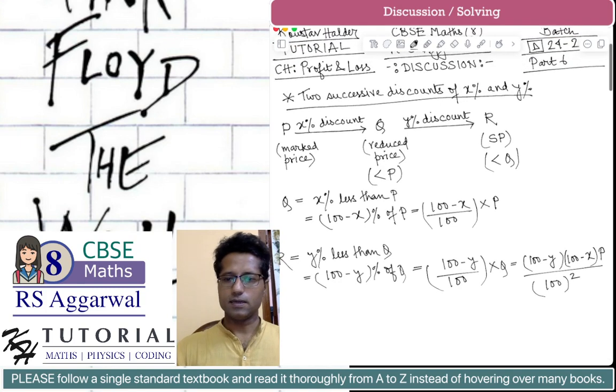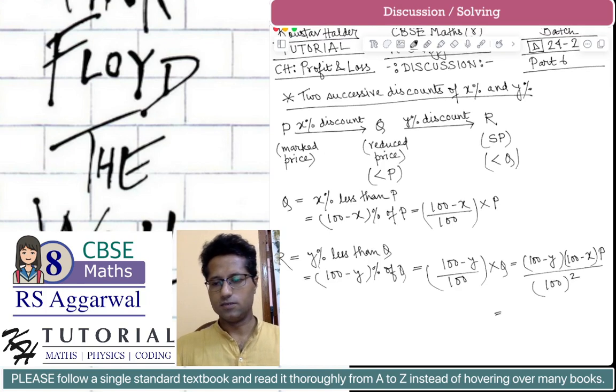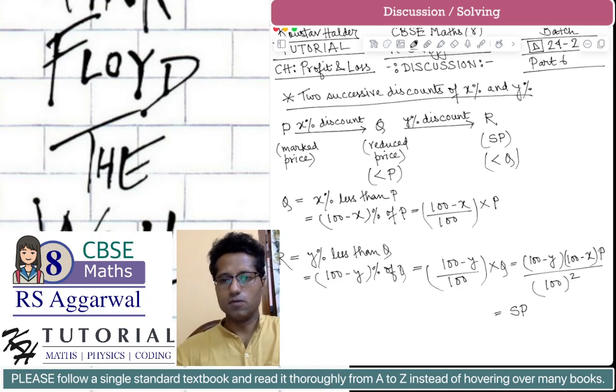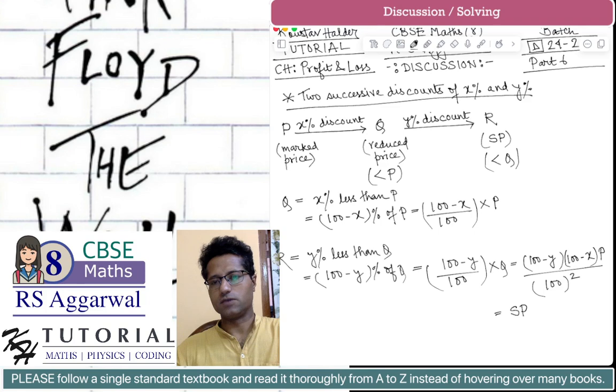So we can say that this R is equal to SP. The final reduced price is the selling price of the article. I hope it is clear how two successive discounts work on a mark price. Q is an intermediate reduced price, but R is also a reduced price, but since Y% is the last discount applied, R is the final reduced price, which is also equal to the selling price of the article.